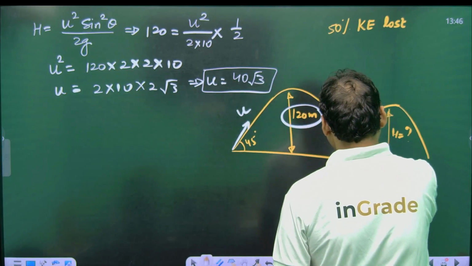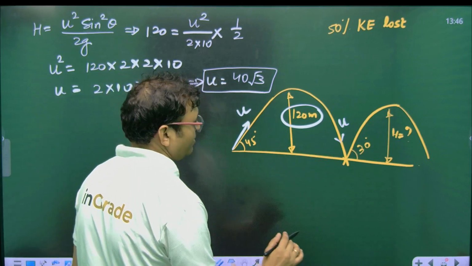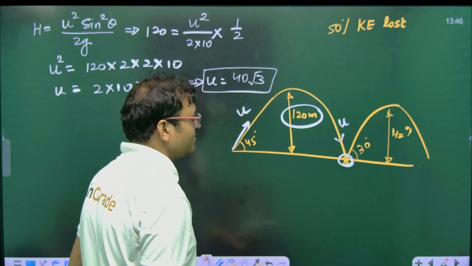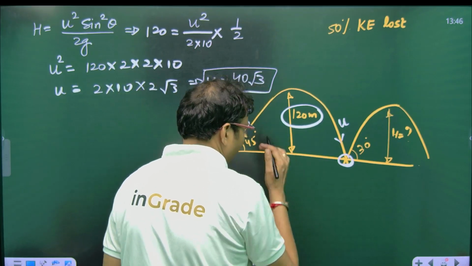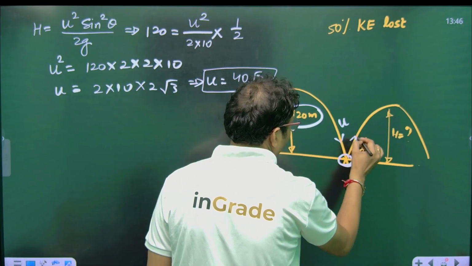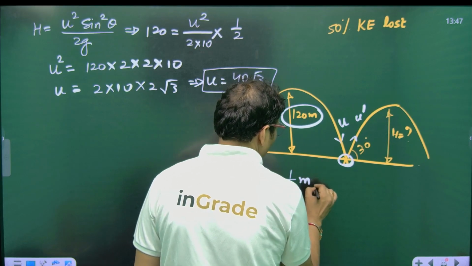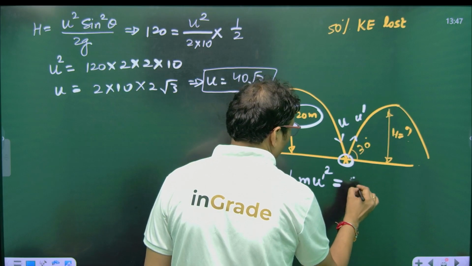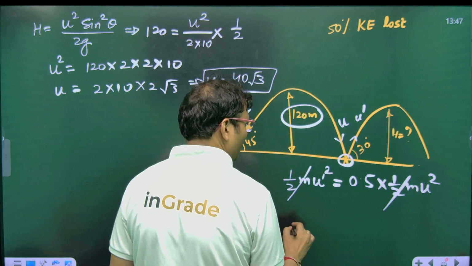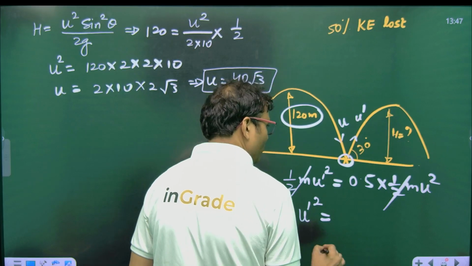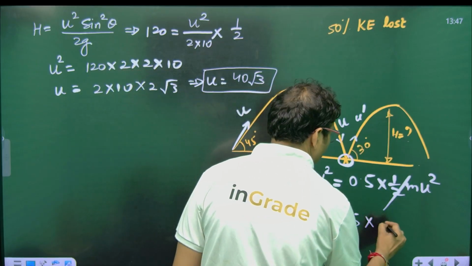And the particle strikes with the same velocity. We have already discussed the same velocity at the same angle. Now, during this collision, striking the ground, it loses 50% of its kinetic energy. So here the velocity, let me call it u dash. The kinetic energy becomes 50% of the initial kinetic energy. So half m u dash square is equal to 50% of half m u square. Half m gets cancelled out. So u dash square is equal to 0.5 into u square.